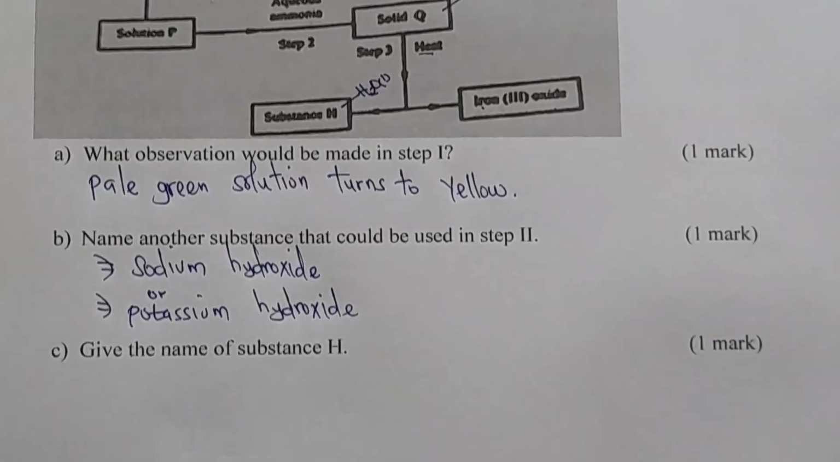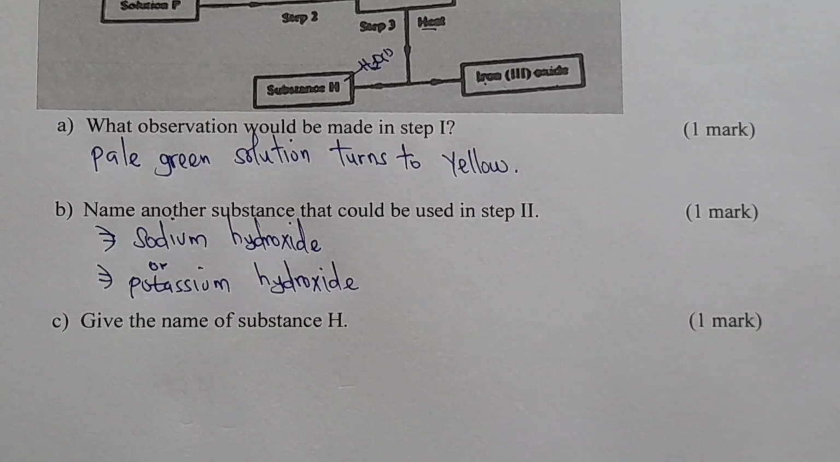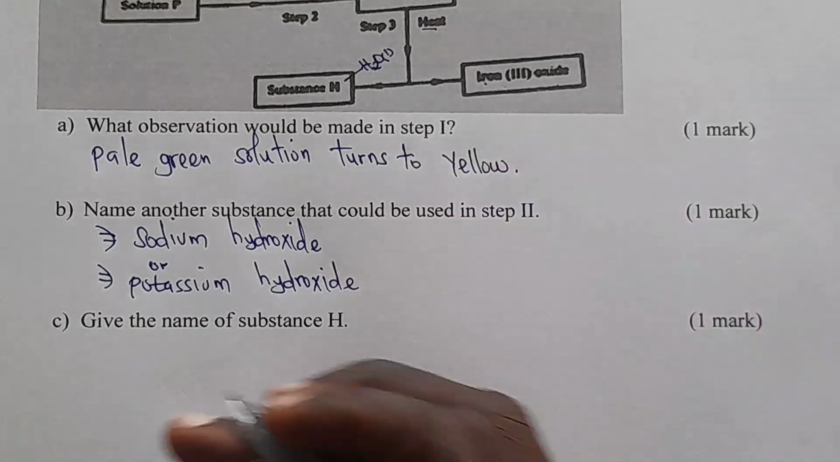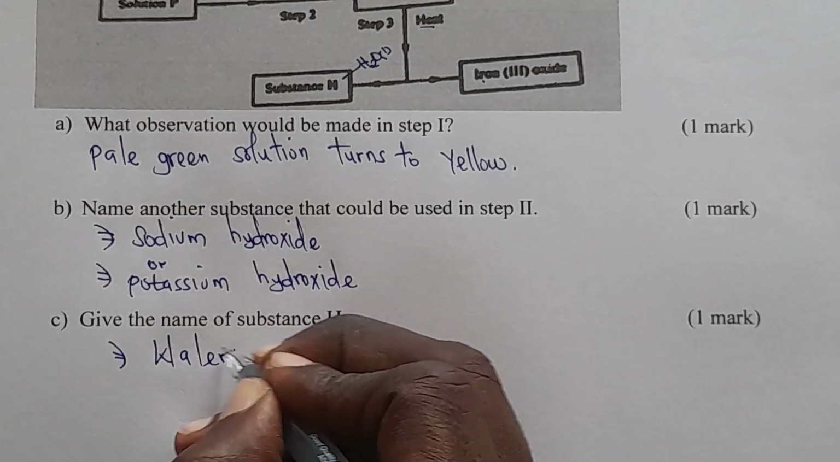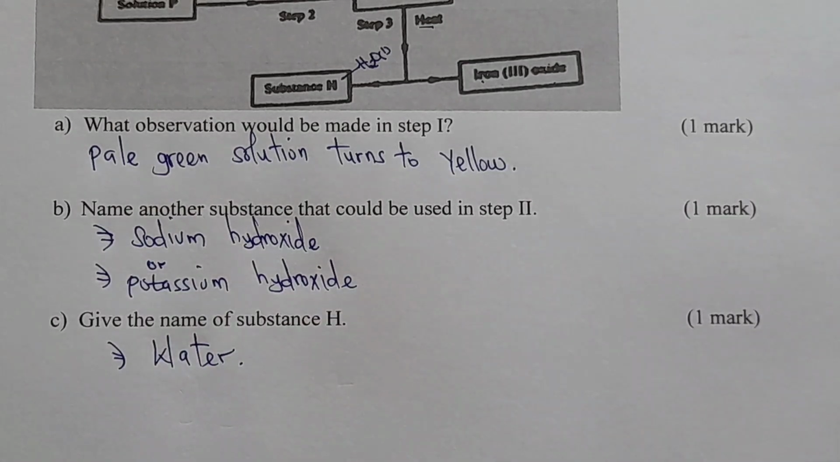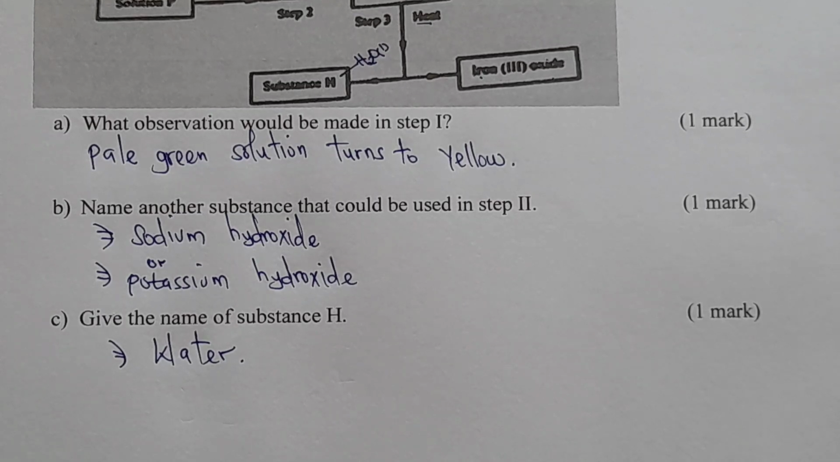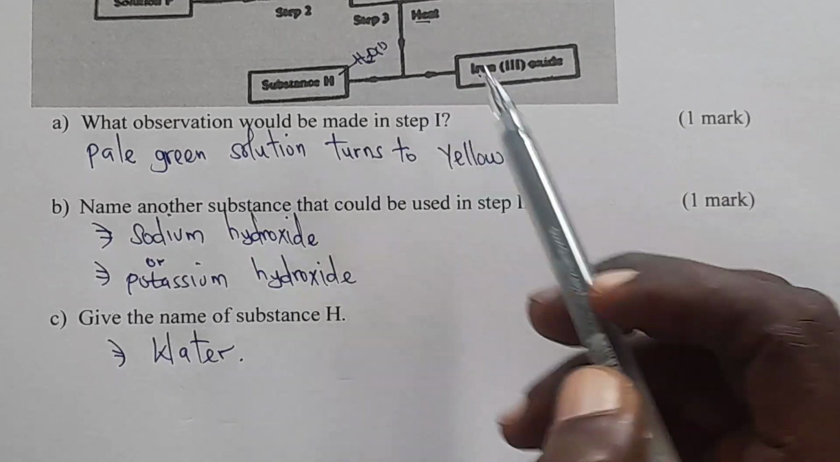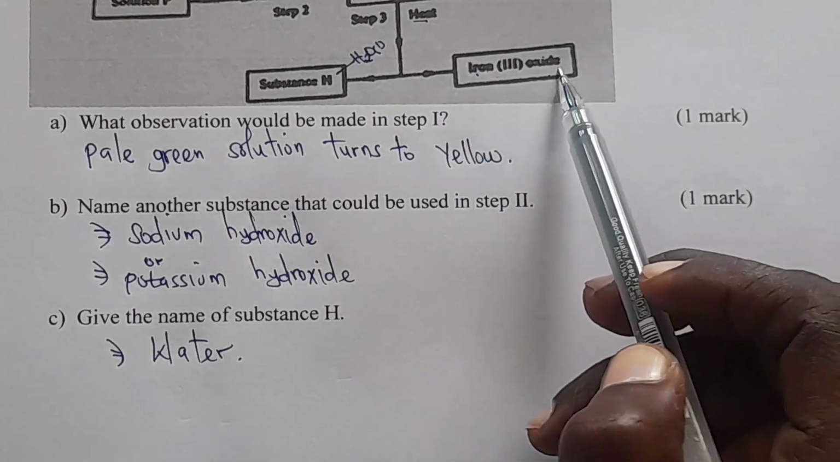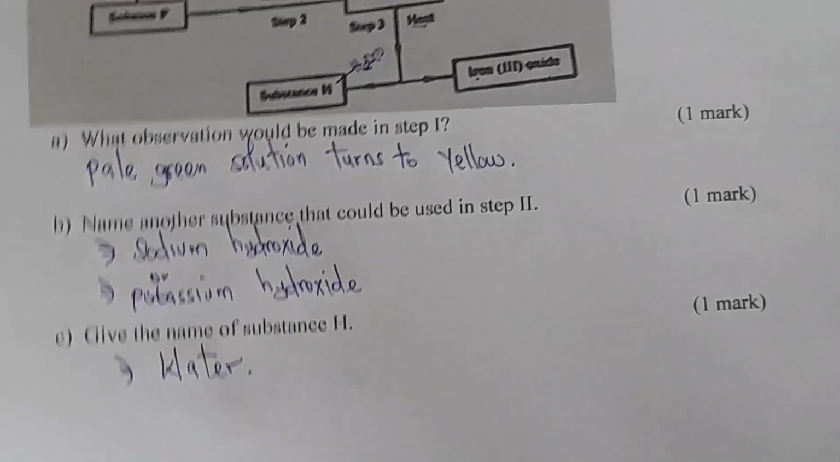Okay, next. But C, we are told to give the name of substance H. We have said already that it is water, and we know the reason why we are getting water. When metal hydroxides are heated, we get metal oxide and also water. So here we have iron 3 hydroxide. When it is heated, we get solid iron 3 oxide and also water. So thereafter, we are going to go to the next question.